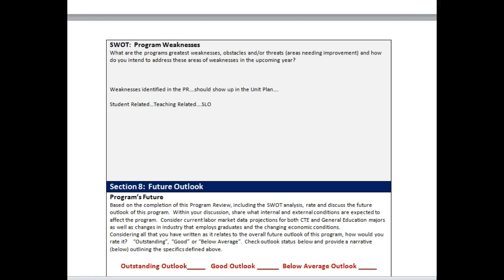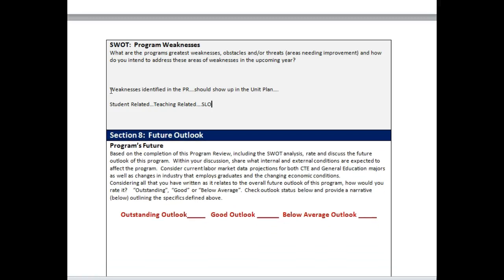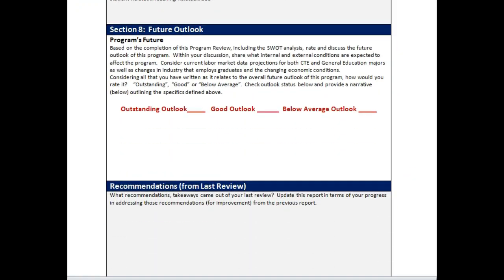So we should see a link between your program review and it going right to your unit plan. If not, we've just did all this work for nothing. So I want you to think about that and making sure, particularly our department chairs and our directors, that it's your job to ensure that those weaknesses that are identified show up in either the unit plan or the SLOs, okay? So that is so important. I can't stress that enough.